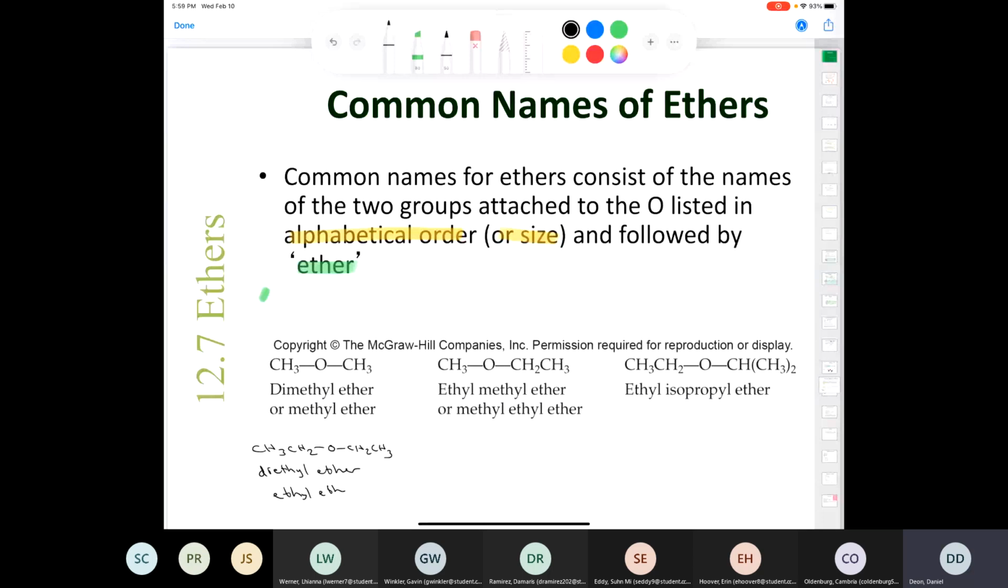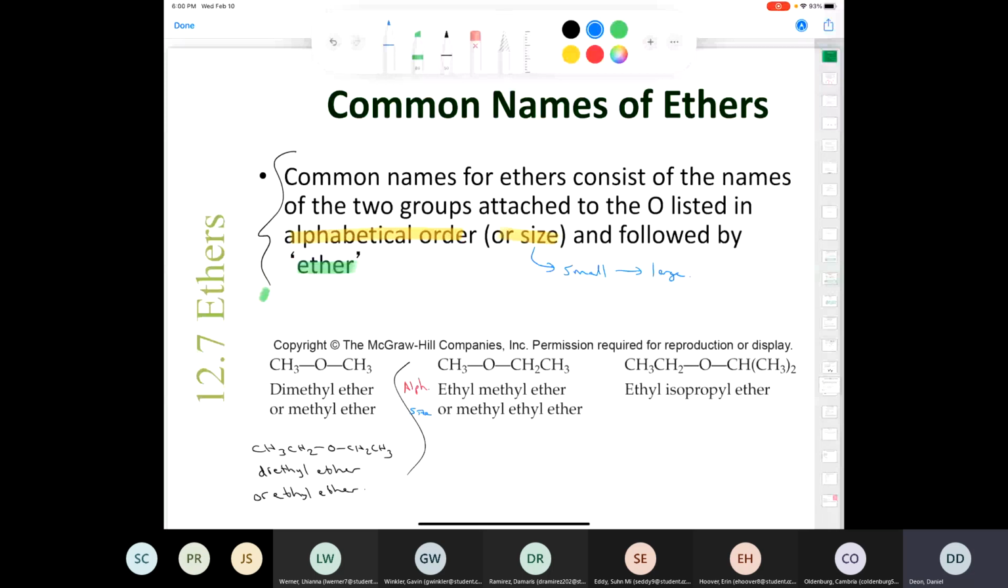When we move on to unsymmetrical ethers, where we have two different R groups, then it gets more interesting. We have to apply one of these rules. On this side, we have a methyl. On this side, we have an ethyl. If we name it according to alphabetical order, E comes before M, so we'd call it ethyl methyl ether. That would be the alphabetical way of doing it. If we do it according to size, the size goes from small R group to large R group. Here you have a methyl, here you have an ethyl. Ethyl is bigger than methyl. So according to size, you would call it methyl ethyl ether. So either one of these is acceptable.